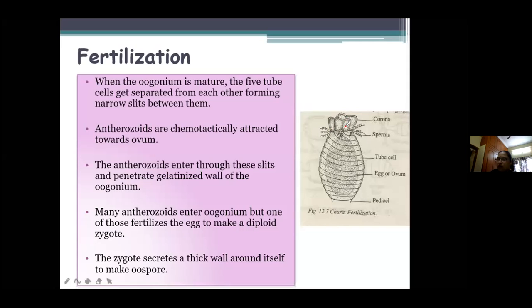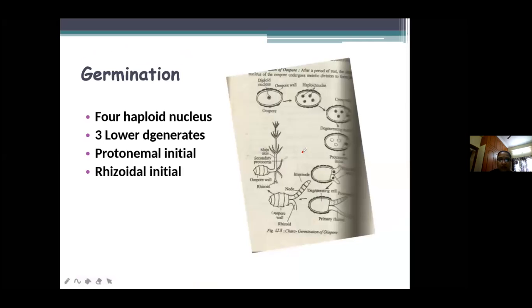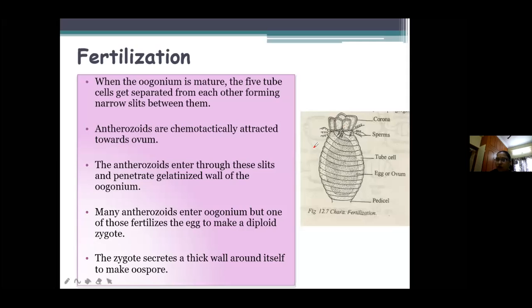A single anthrozoid fused with the egg to form a diploid zygote. The zygote creates a thick wall. The sheath cells degenerate. The zygote undergoes a period of rest.